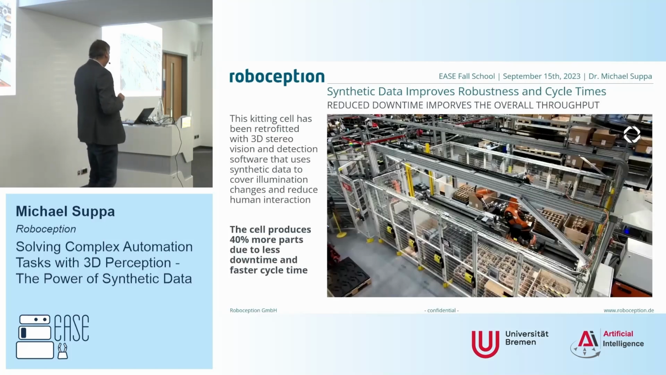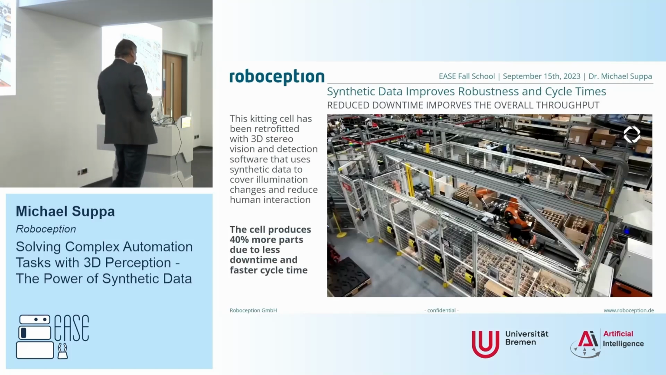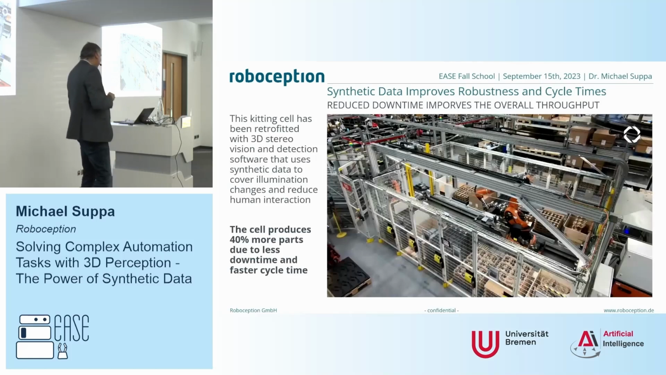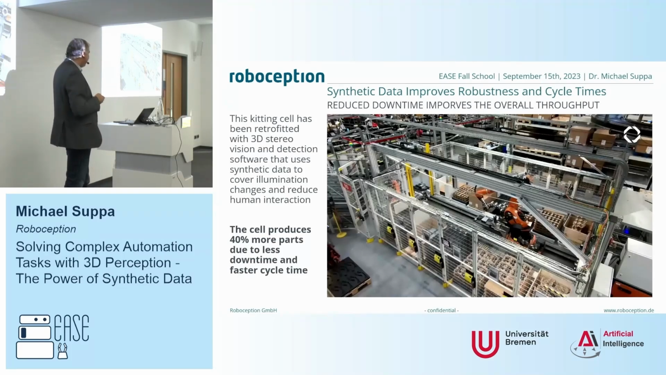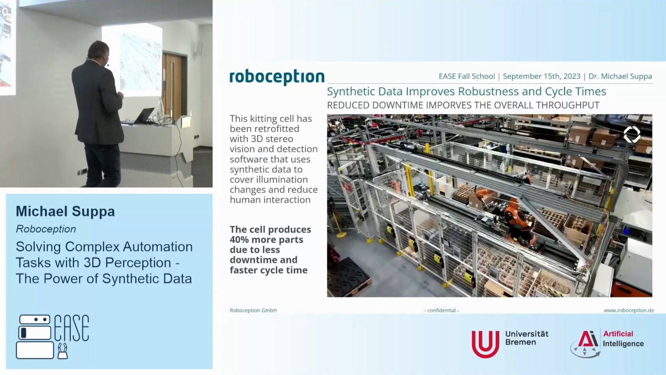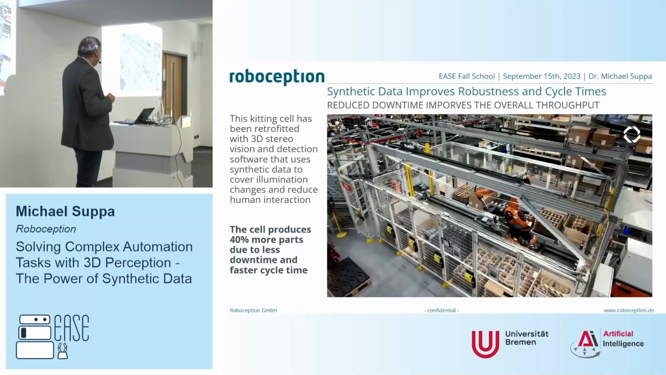So that is basically the end of the presentation. So I'm closing the loop. I'm back in the same scenario that you've seen in the beginning. As I said, this was a retrofit of a cell, and we added three cameras. So we had two cameras on rails that were looking from the top, and now the cell produces 40% more parts, and especially because you have no downtime.